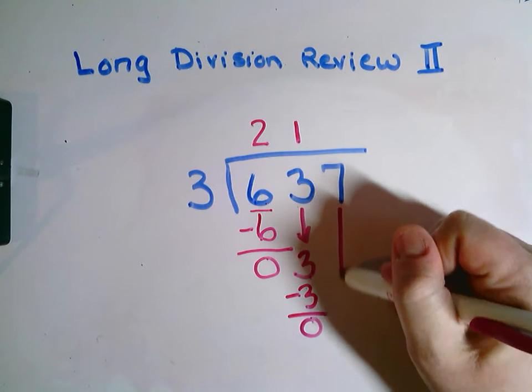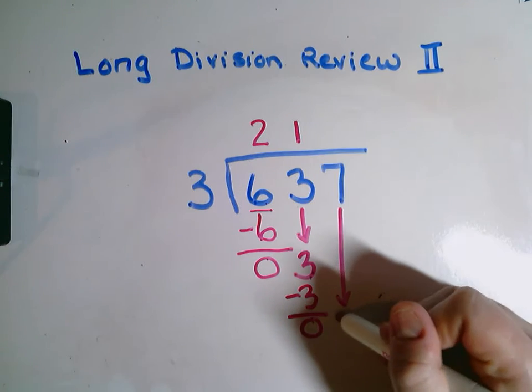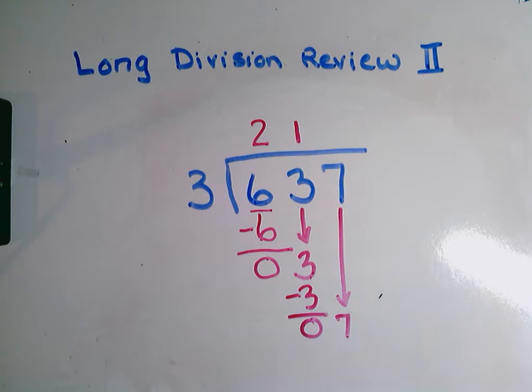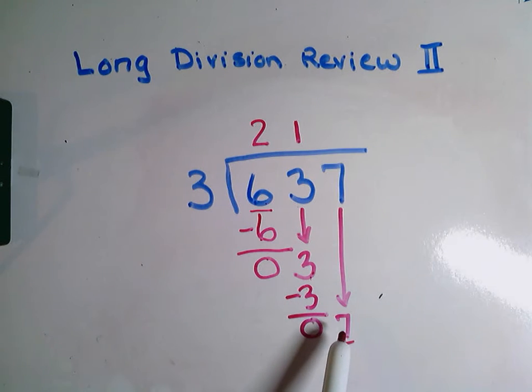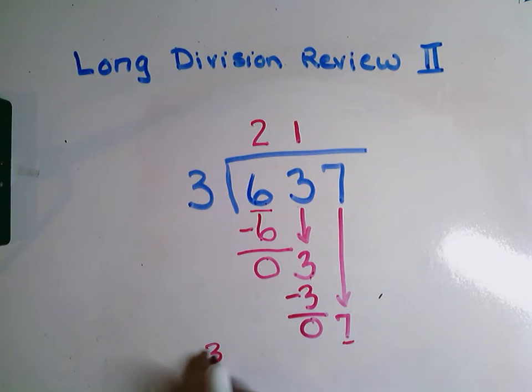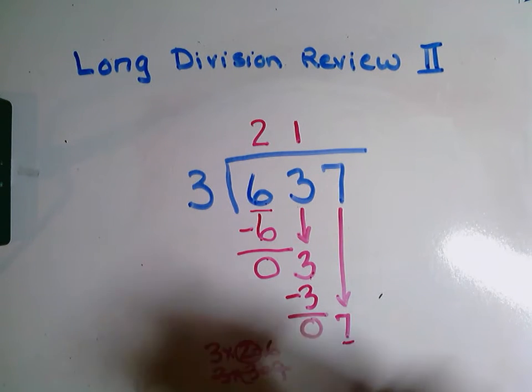I'm going to bring down my 1s, which is 7 over here. So now I have the number 7. I need to think, if I have 7 things, how many groups of 3 can I take out of those 7 things? Or what number times 3 is going to get me the closest to 7? Well, I know 3 times 2 equals 6, but 3 times 3 equals 9, and 9 is more than 7, so I can't get 3 equal groups, but I can get 2 equal groups. So I'm going to put a 2 up here.